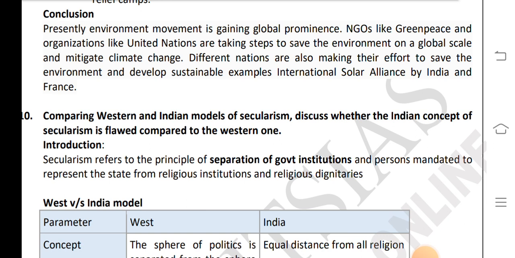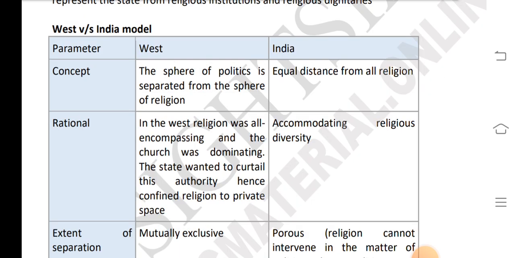Conclusion. Presently, the environment movement is gaining global prominence, and NGOs like Greenpeace and organizations like the United Nations are taking steps to save the environment on a global scale and mitigate climate change. Different nations are also making efforts to protect the environment and develop sustainable examples, such as the International Solar Alliance by India and France.